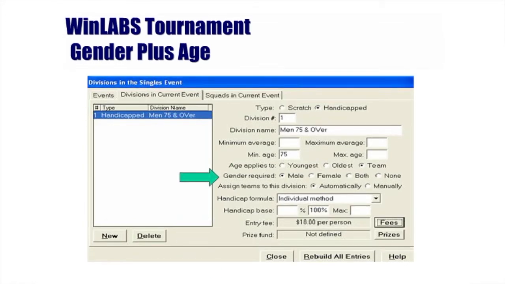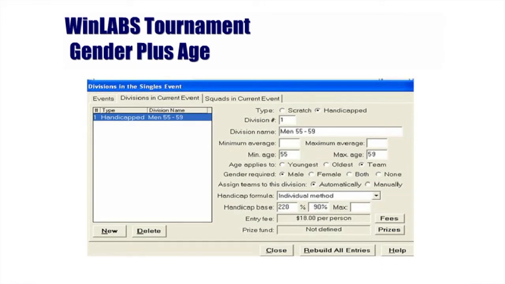Another key field is the gender. In this case, it is the men's division, so we indicated male. The option called Both would only apply to teams and doubles pairs. If you indicated both, you must have a male and female participant. None means that the gender will be ignored.